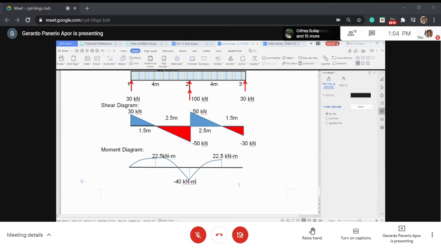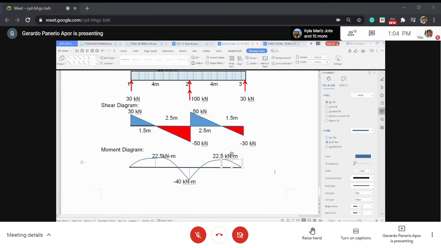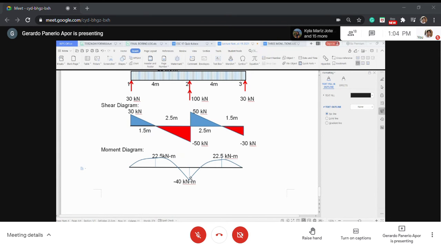So it's like that. You have negative 40 plus 62.5 equals 22.5. And then you have another negative area, 1.5 times negative 30 divided by 2, that is 22.5. Here, you have 0, and then 0 here. These points are 1, 2, and 3. So this is the moment diagram.